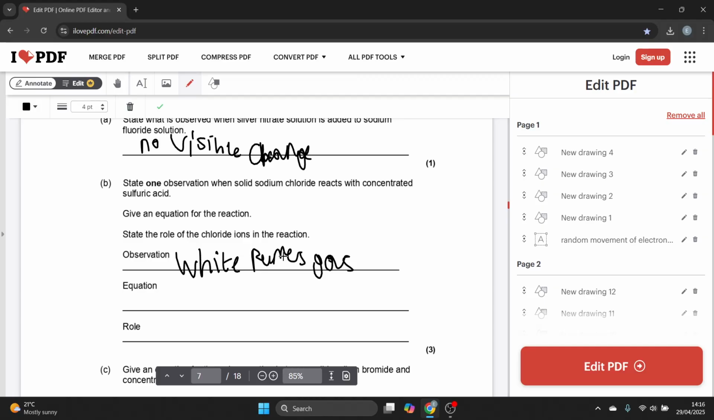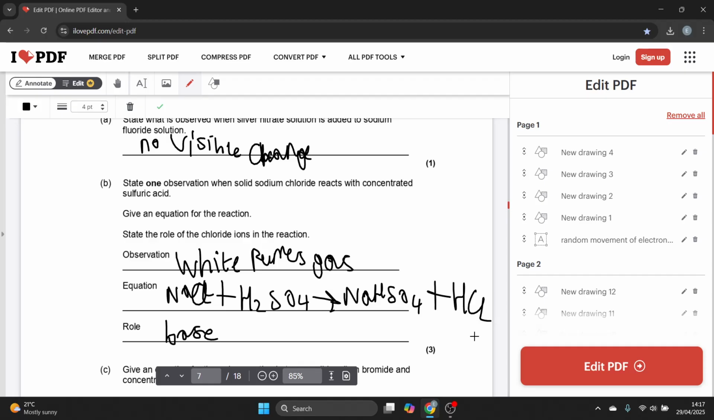The role of chloride ions in this reaction is as a base. The equation is NaCl plus H2SO4 gives NaHSO4 plus HCl, with white fumes of gas. The chloride ion is a base, a proton acceptor.